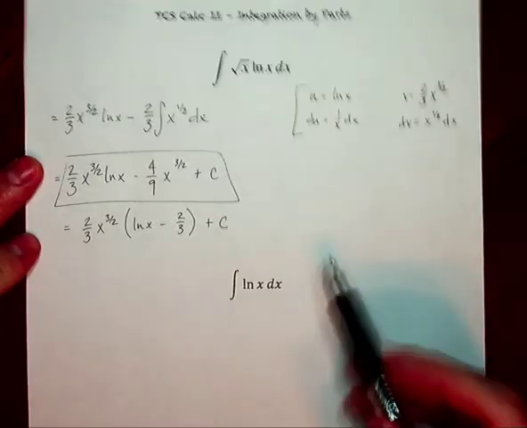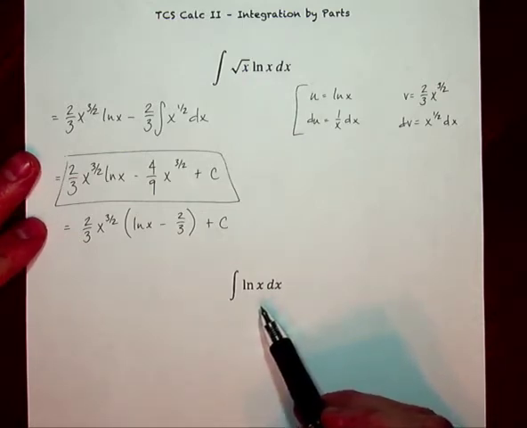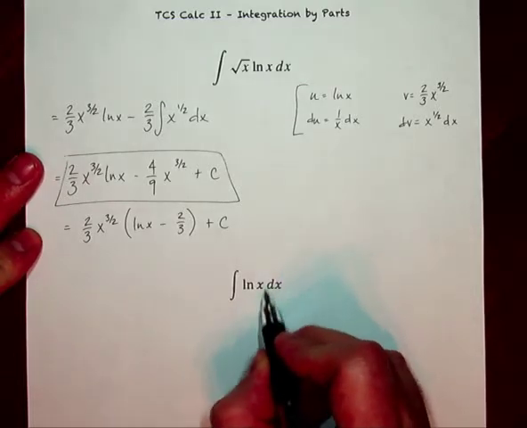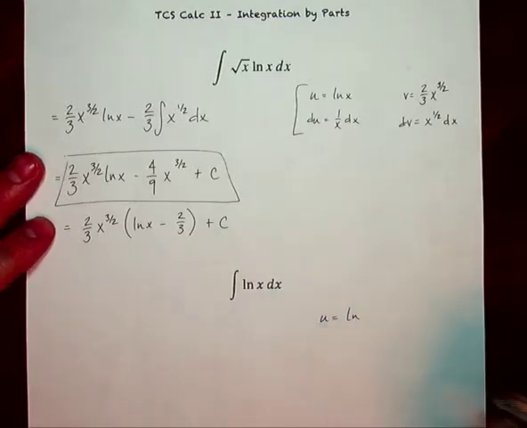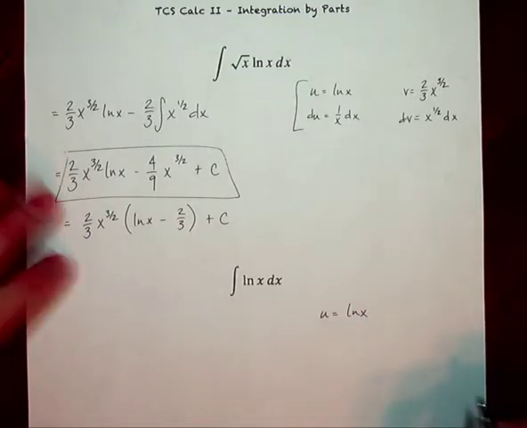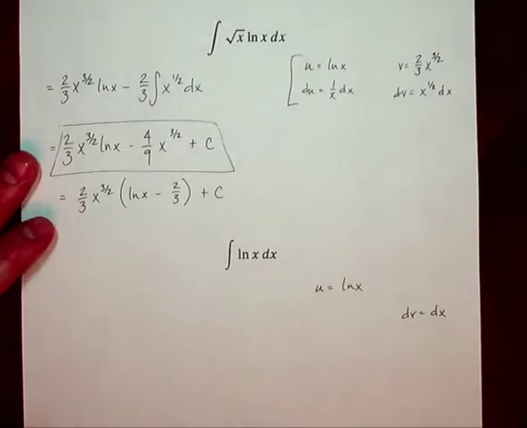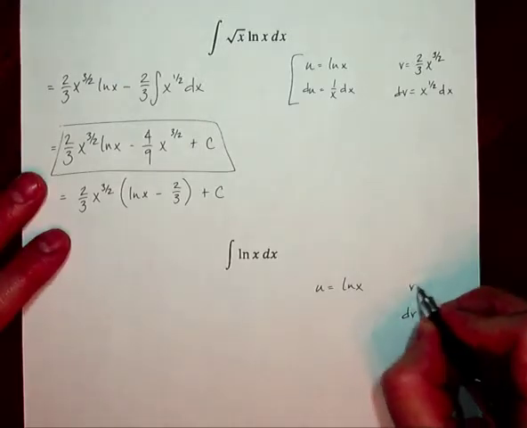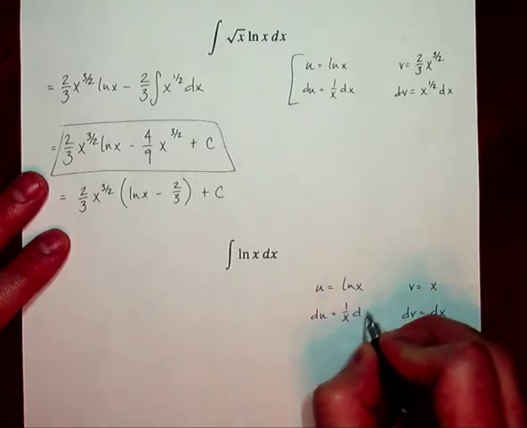Okay. Now this one appears to only have one part. But it actually is more than that, because remember that dx is actually part of that integrand. And therefore, again, let's designate u as natural log of x, and then dv as just dx. Well, that means that I'm looking for something whose derivative is 1. So v is just x, and du becomes 1 over x dx.